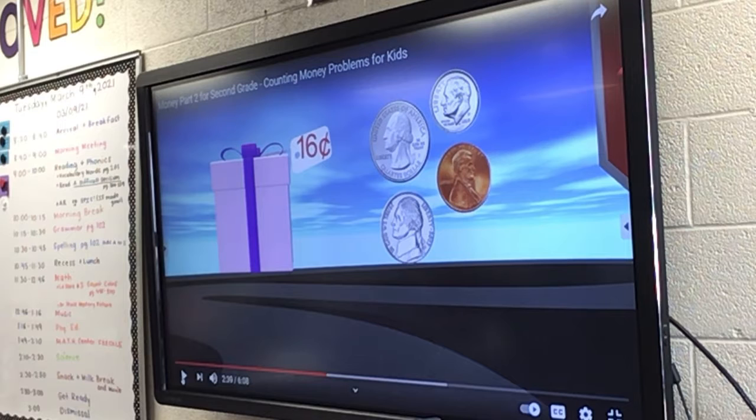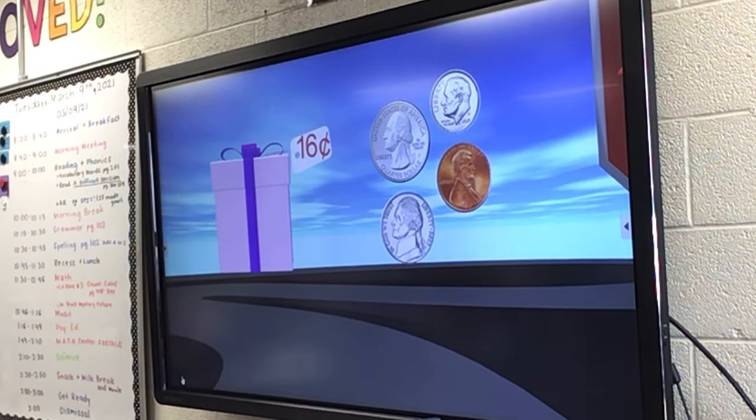The penny would give us 11. Not the quarter. The nickel. Yep, the nickel would be 5 more. So let's think about it this way. The dime is 10. The nickel would be 5. That'd be 15. And then the penny would give us 1 more, which would be 16. Good job.